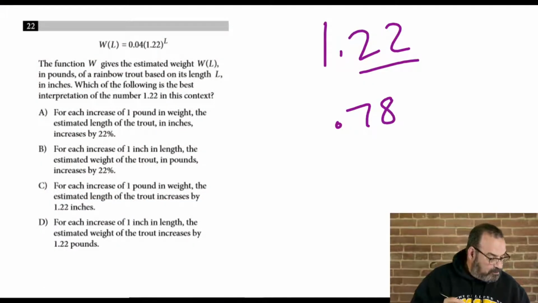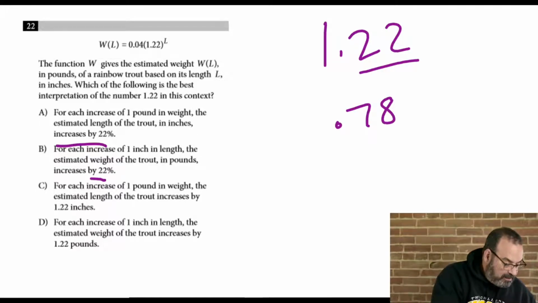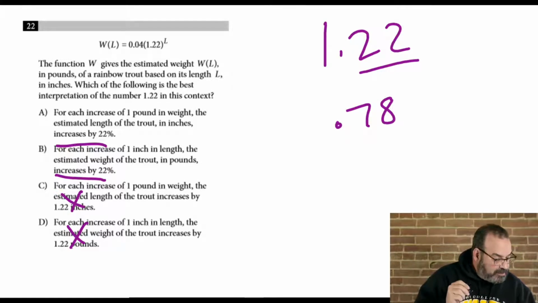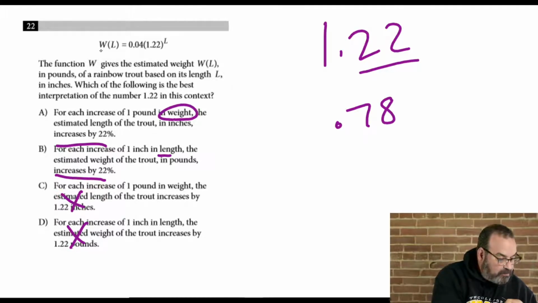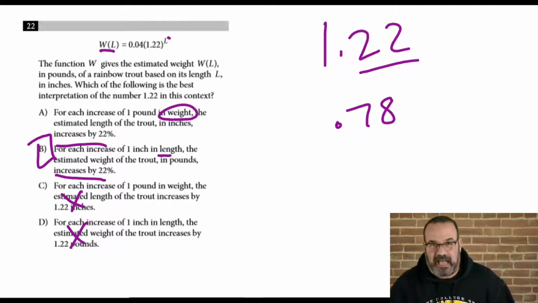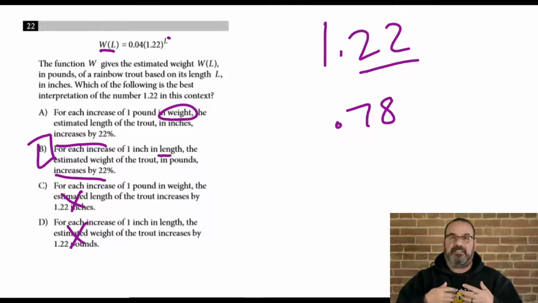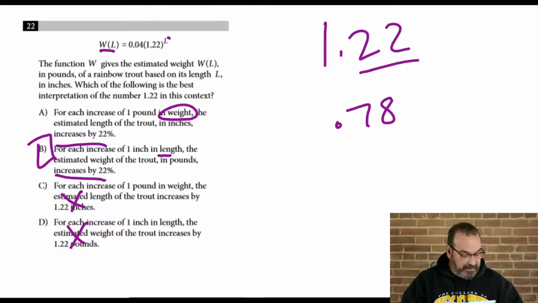Let's look for a 22% increase. Increases by 22%. Increases by 1.2, 1.2. No. For each increase in a pound of weight, for each increase in length, it's 1.22. Length, weight. Weight is the answer. Weight is based on length. B. Yo, dudes, I love the SAT, how they treat percentages. This is a function question, but it's really a percentage question, and I'm going to cheat. I'm going to check to make sure I'm right. B, dude, you're right.